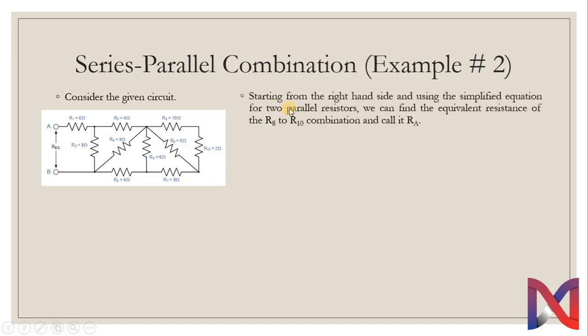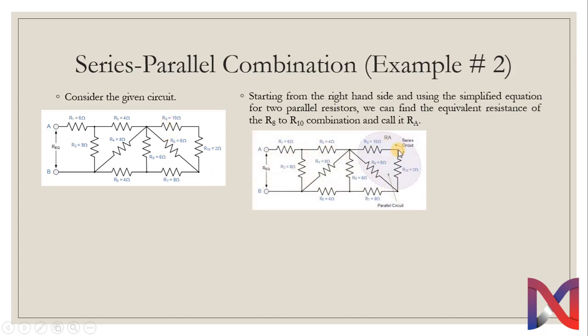So we started from the right side. Starting from the right side and using simplified equations for parallel and series resistors, we can find the equivalent resistance of R8 to R10 and call it RA. Now we have to solve R8, R10 and R9 first. We know that R10 and R8 are connected in series, which is then connected to R9 in parallel. As illustrated from the figure, these two, R10 and R8, are connected in series and both are then connected to R9 in parallel. So we can find its equivalent as RA is equal to R9 multiplied by R8 plus R10, divided by R9 plus R8 plus R10. So it's simplified, our equivalent will be 4 ohm.